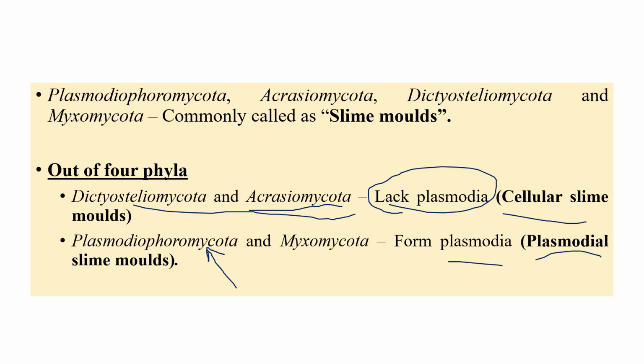But the repeated question is: the presence of plasmodium is the characteristic feature of which of the following fungi. They will give four fungi, but Plasmodiophoromycota will definitely be there. So this is one important feature.